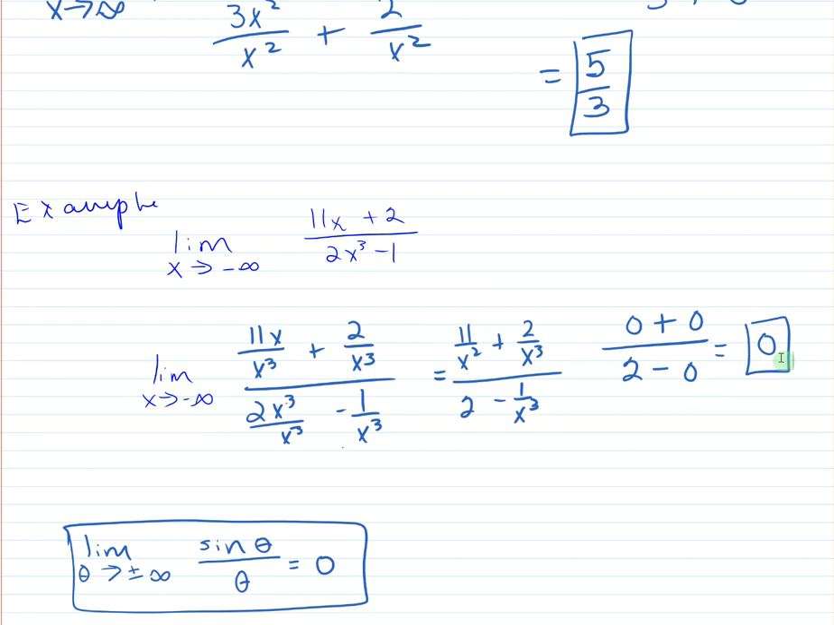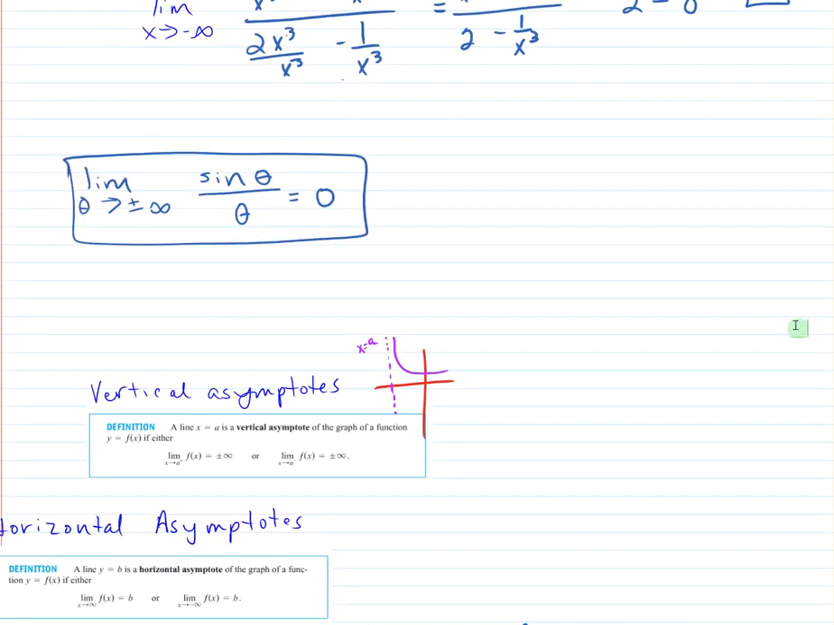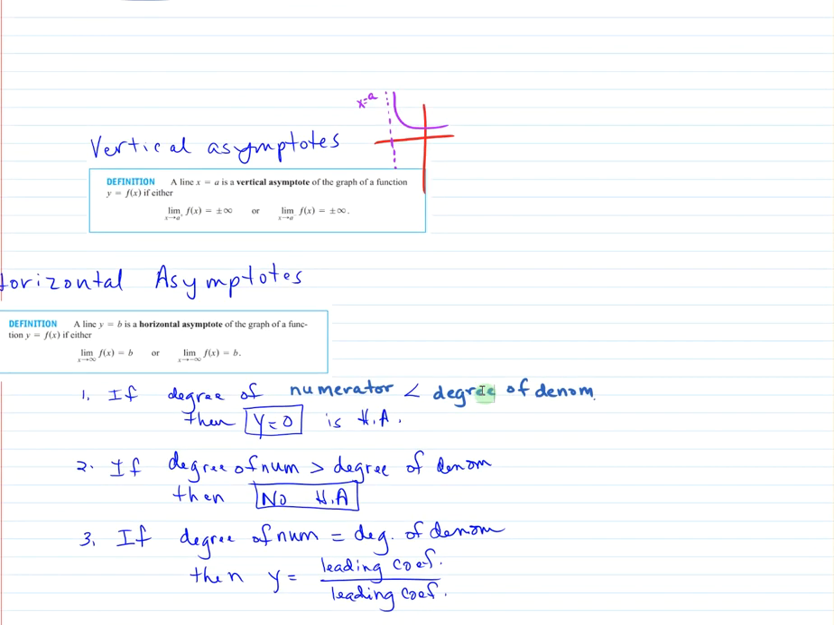Now think about the rules for horizontal asymptotes. If the degree on the top was less than the bottom, then y equals 0 was your horizontal asymptote. So this all ties back to the stuff that we started learning in algebra about horizontal asymptotes. There is another rule. The limit as theta approaches plus or minus infinity of sine theta over theta is equal to 0. So that is a rule that we might need to know.